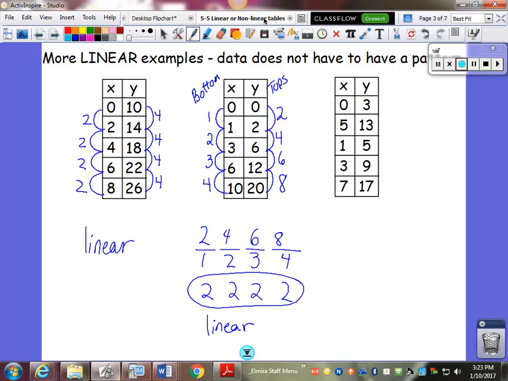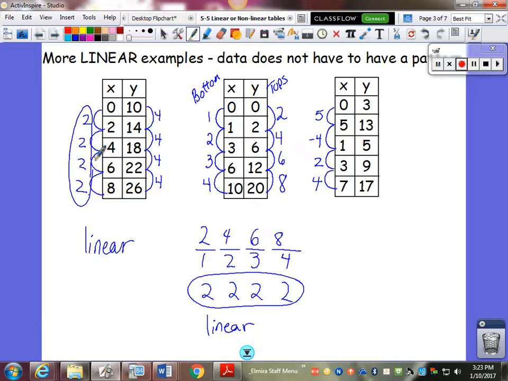And this last one, 0 to 5, goes up by 5. 5 down to 1 is counting down by 4. Then 1 back up to 3 is up by 2, and 3 to 7 is up by 4. So that's not even a pattern. But remember, I told you the patterns don't mean anything. If you happen to get a pattern, it doesn't mean anything anyway. The only thing that means something is the same number every time.